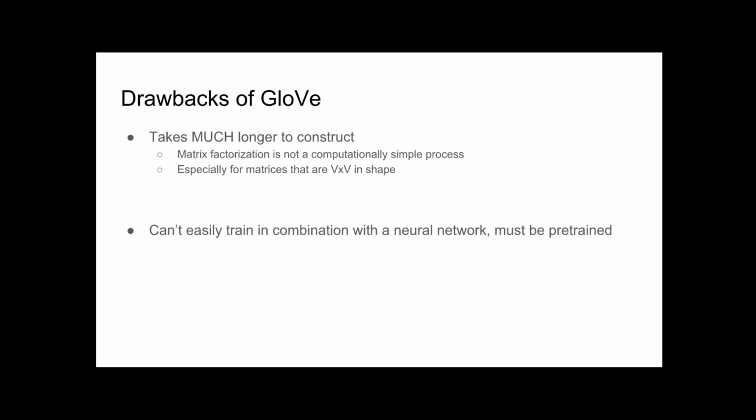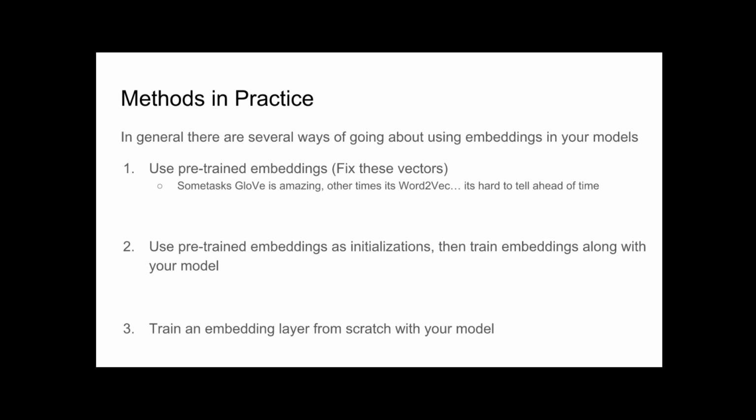The other thing is you can't really train these things in combination with your neural network. These things have to be pre-trained and then used at training time. You could use them to initialize, but it's kind of a hand-wavy thing. So, methods that are actually used in practice: you can take pre-trained embeddings. Let's say you've generated a pre-trained embedding for all of your words using Word2Vec or GloVe, and then you fix those vectors, and then you train your model using those vectors. That's totally fine. You can do that.